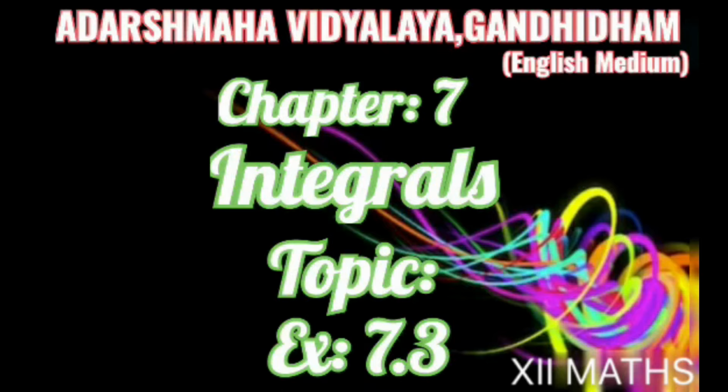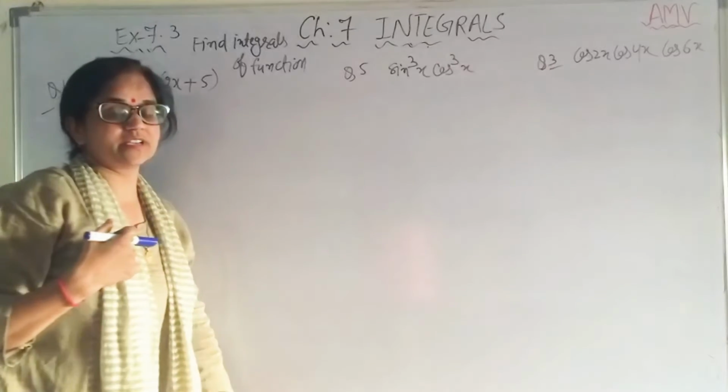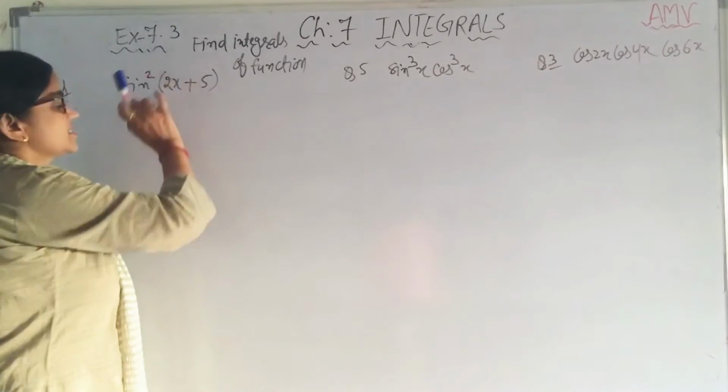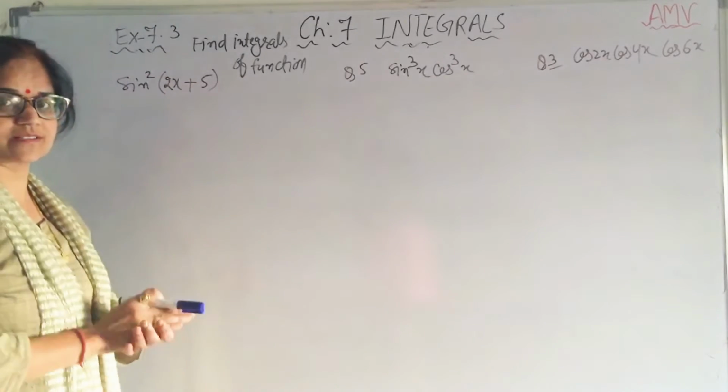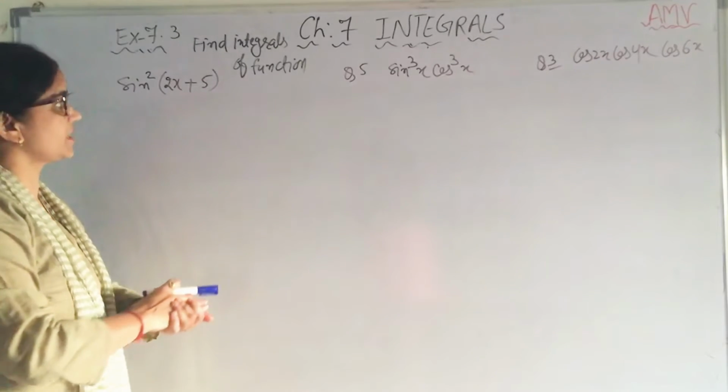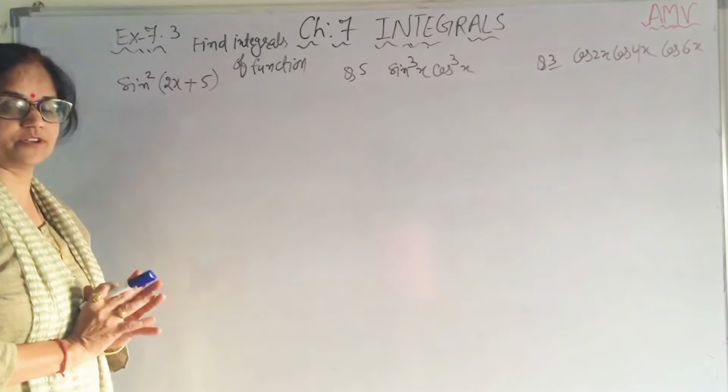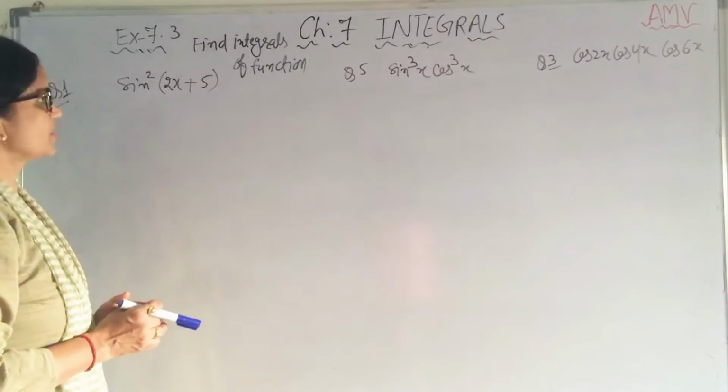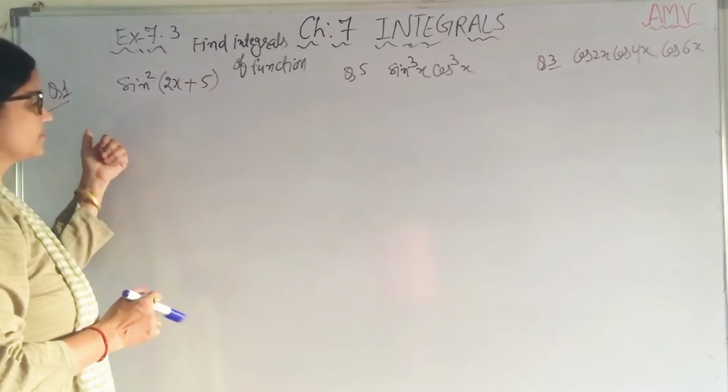Today's topic is exercise 7.3. Students, let's start exercise 7.3. There are no extra formulas. First we have to apply the identities of trigonometric functions. So let's start with question number 1.